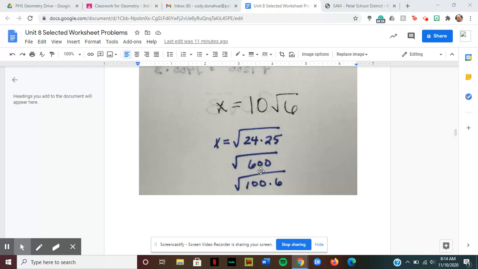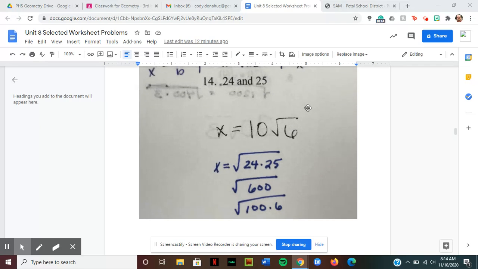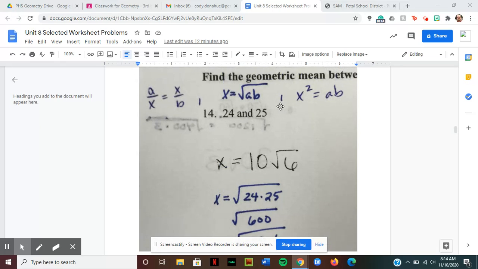Okay, so I can rewrite the square root of 600 as the square root of 100 times 6. And then I can take this 100, and I know that 100 is the perfect square of 10. So I can take this 100 out of the square root and put a 10 in front. And since I can't break down this 6 anymore, it's just going to have to stay in there. So my answer is up at the top. X is going to be 10 root 6. Okay, so 10 root 6 is going to be the geometric mean of 24 and 25.